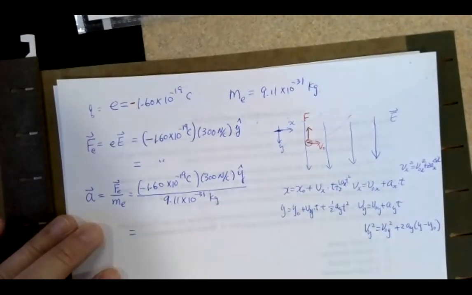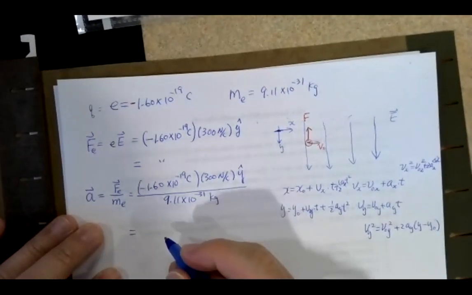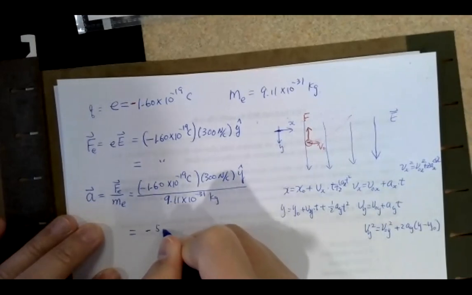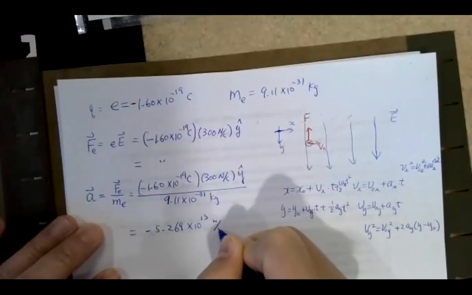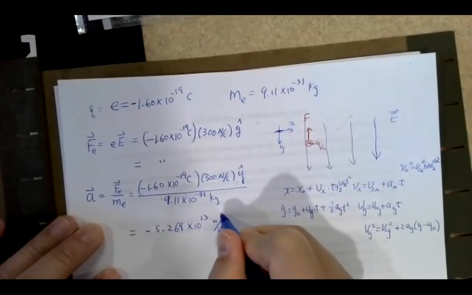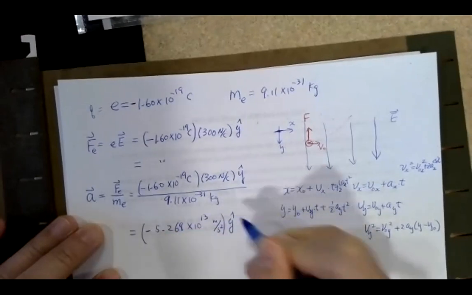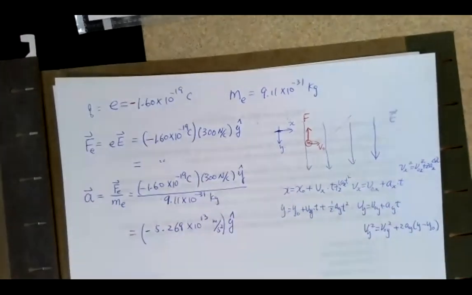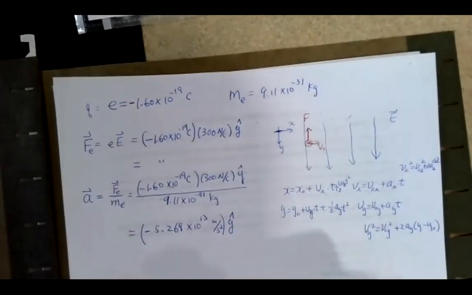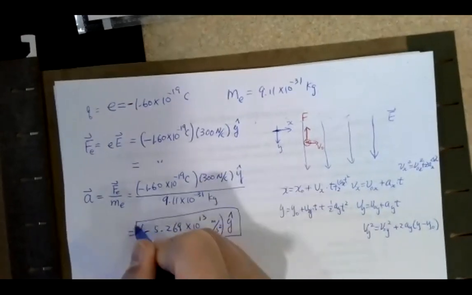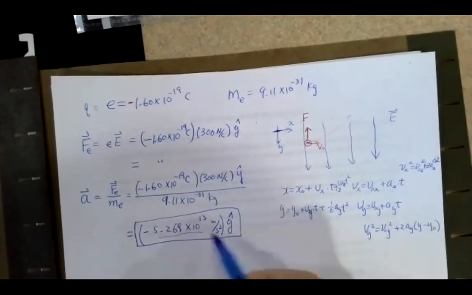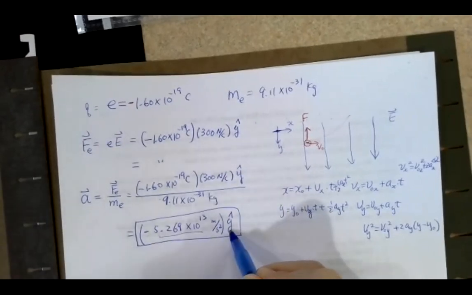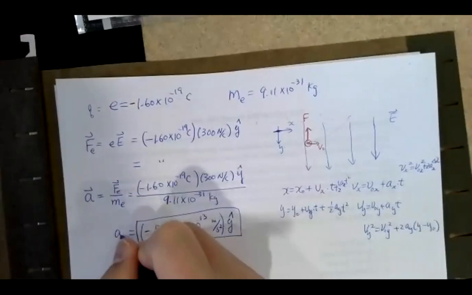So I got for the acceleration minus 5.269 times 10 to the 13 meters per second squared in the y direction. That's my acceleration. It's asking you for acceleration, which means you want to specify the magnitude and the direction as well. In this expression, this is the magnitude, and the negative y is the direction, negative y direction. So you have that already there.